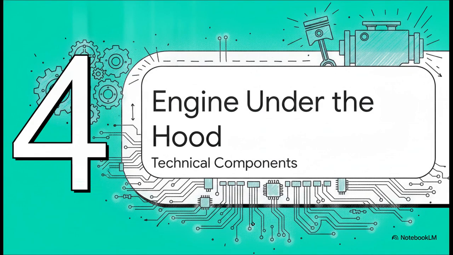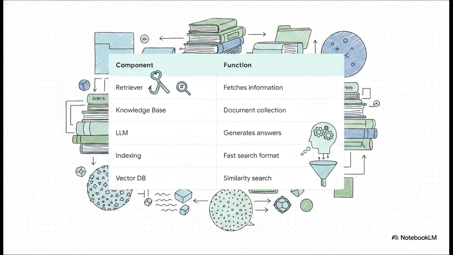Okay, let's get a little more technical in section 4, the engine under the hood. So what are the actual gears turning behind the scenes? Well, you've got the retriever, which is your search mechanism fetching the data. You have your knowledge base, which is essentially your source of truth, all your PDFs, articles, and databases. The LLM, or generator, is the brain crafting the human-sounding response using that context.